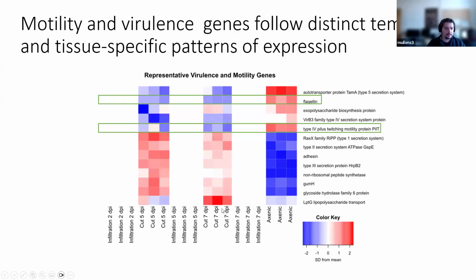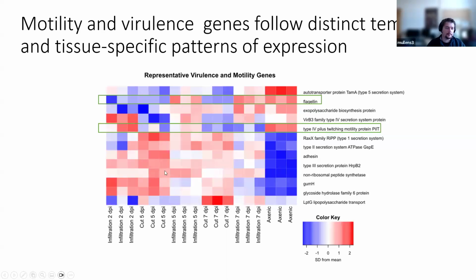And then when we look at the cut inoculated samples, we see that it doesn't seem to be expressing either flagellin or the type 4 pilus gene much at all. And so it seems to be entirely non-motile when it's colonizing the xylem, whereas when it's in the mesophyll, it seems to use both forms of motility at different time points. And then just generally speaking, the virulence genes are more highly upregulated in the cut samples relative to the infiltrated samples at this time point, at the time points that I looked at.